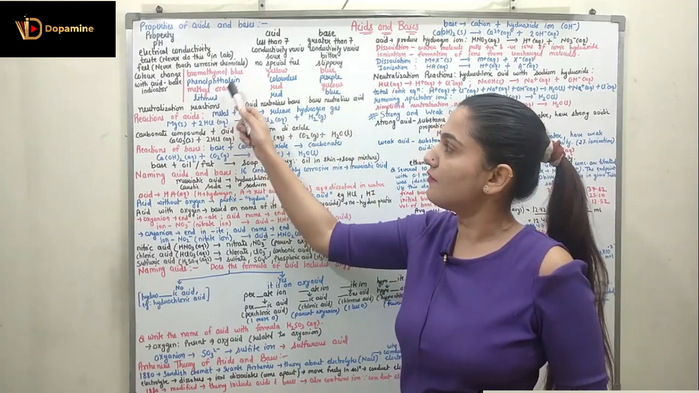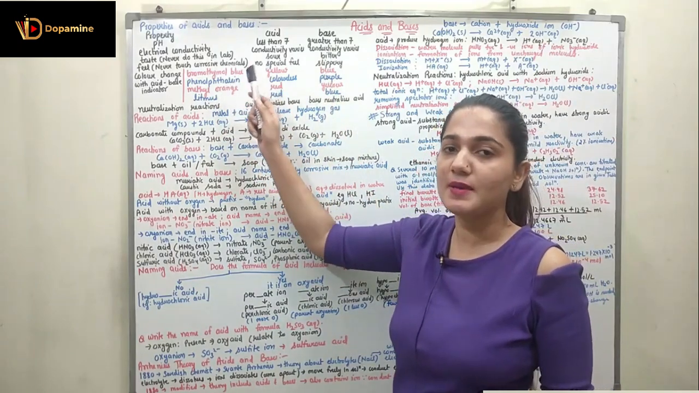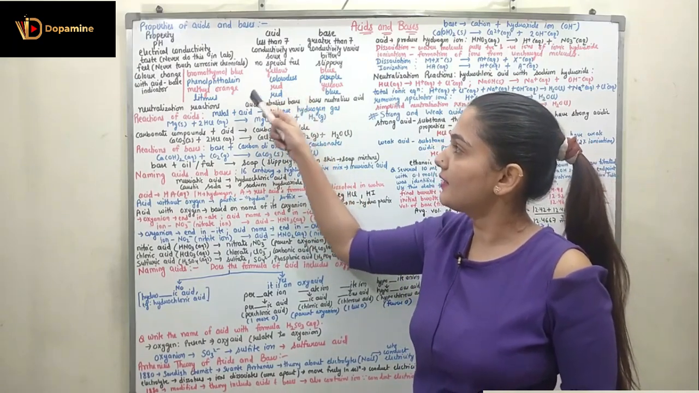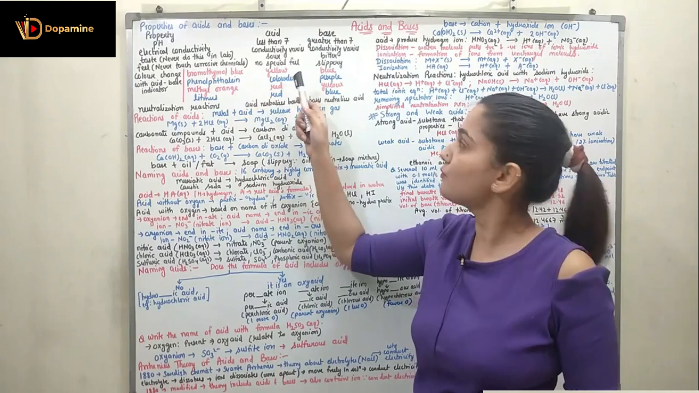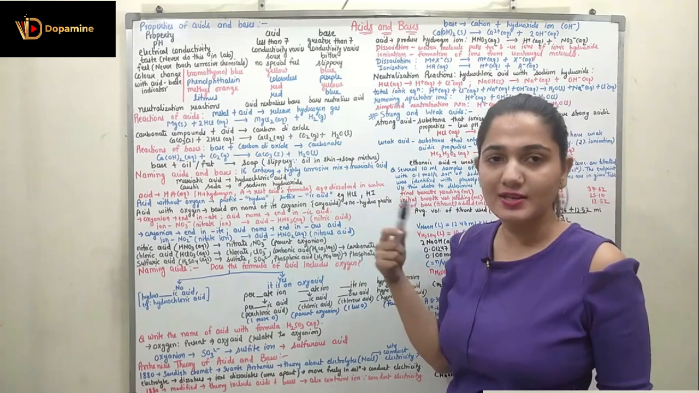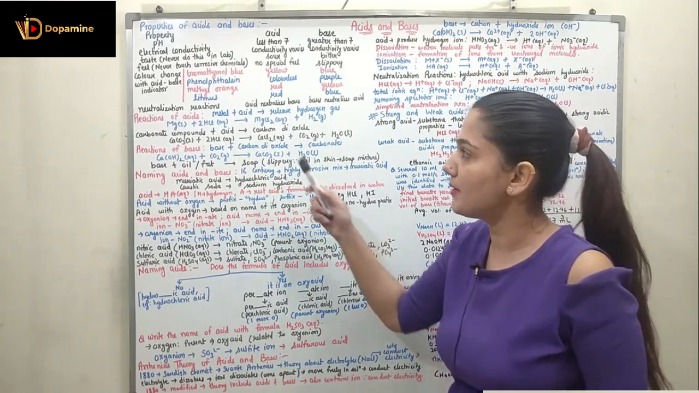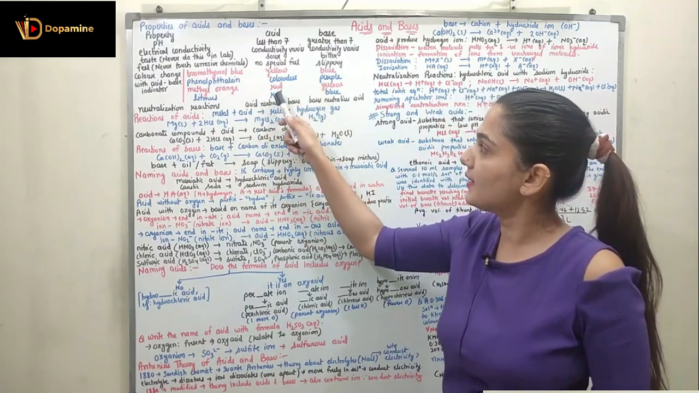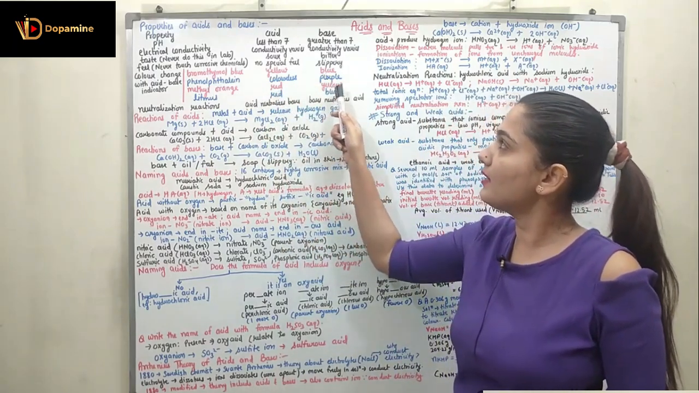Coming to phenolphthalein. Phenolphthalein is again an acid-base indicator which turns colorless when acid is put into it, and when base is put into it, it remains purple. The original color of phenolphthalein was also purple. Now coming to methyl orange. It has red color with acid and yellow color with the base.